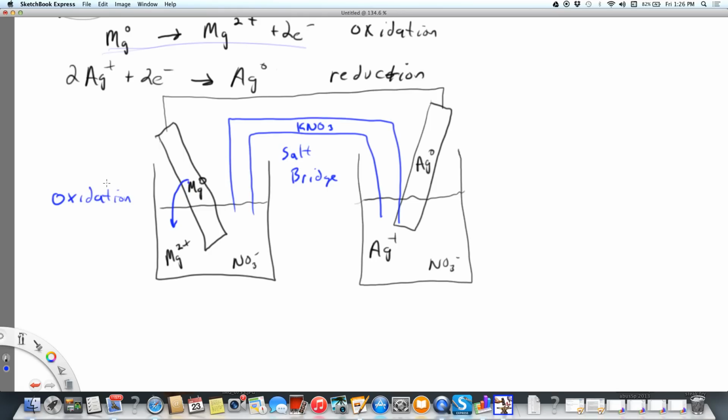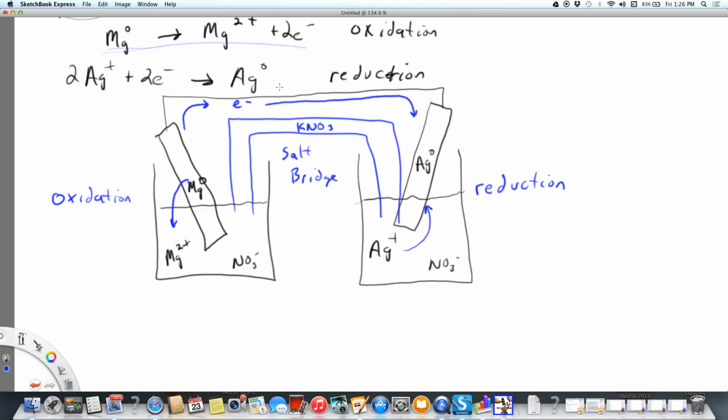On the other hand, silver wants to go from silver ions to silver metal. So it's going to have to pick up electrons. So what's going to happen is as magnesium loses 2 electrons, those electrons travel this way towards the silver. There's actually a force we call electromotive force that grabs the electrons off the magnesium and takes them over to the silver, where the silver then grabs them. And so what happens over here is silver is reduced.